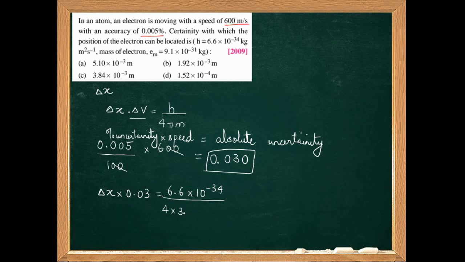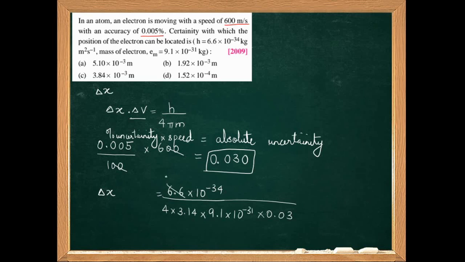into 3.14 into the mass of the electron, which is 9.1 into 10 to the power minus 31. Now I'll shift this 0.03, so this will go to the numerator. So I'll find delta x, so this will give us what? 0.03. So all I have to find out is this, and I'll be done.